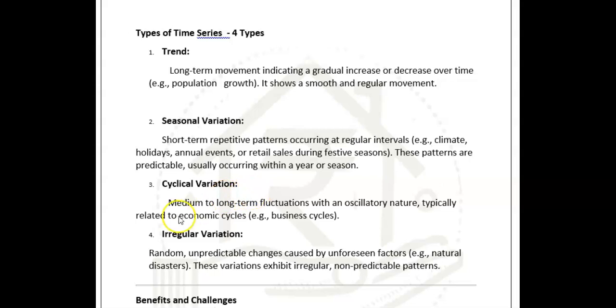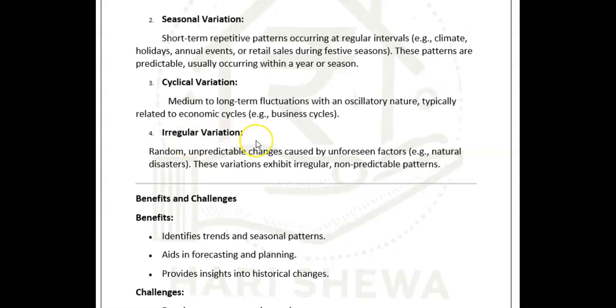Cyclic variation: a medium to long-term fluctuation with an oscillatory nature, typically related to the economic cycle or business cycle. That is called cyclical variation. Irregular variation: this is due to random, unpredictable change caused by unforeseen factors, natural disaster, or war-type situations. This variation exhibits an irregular, non-predictable pattern.